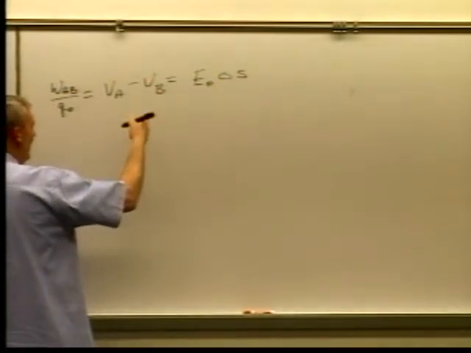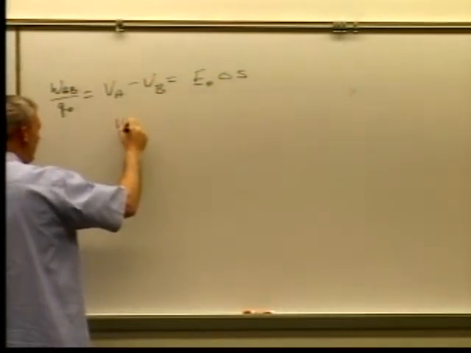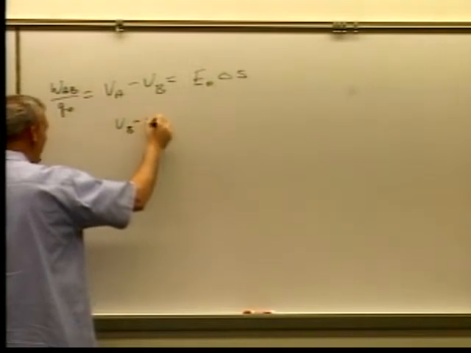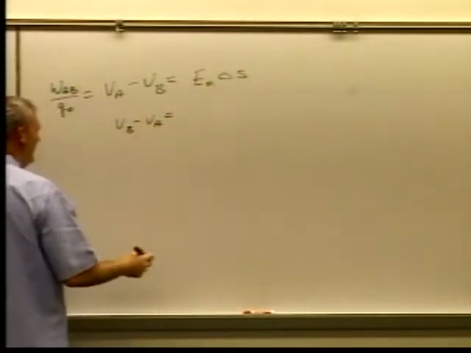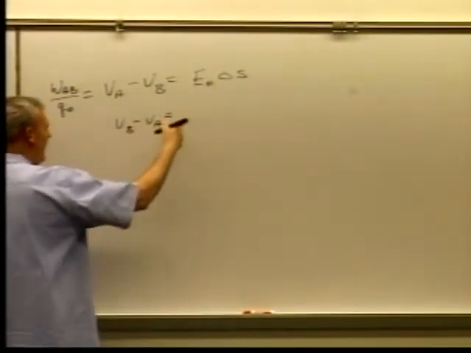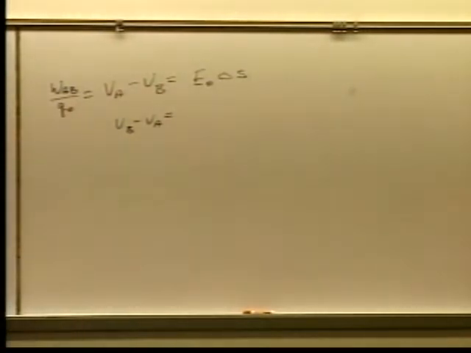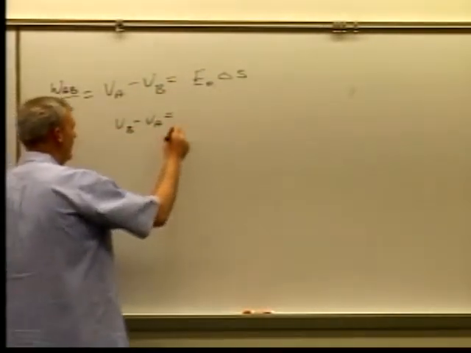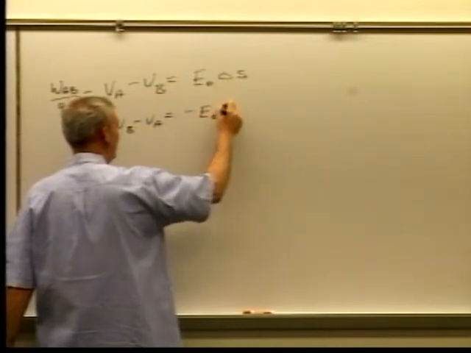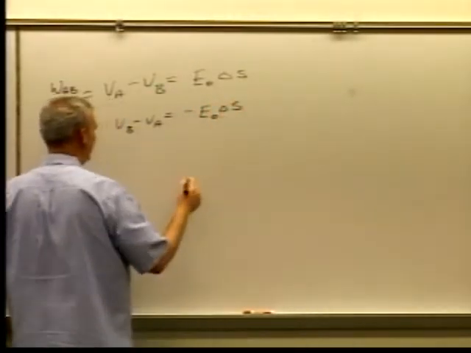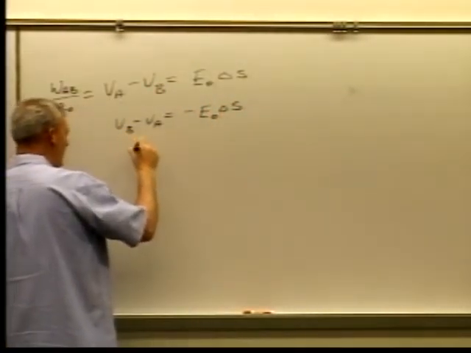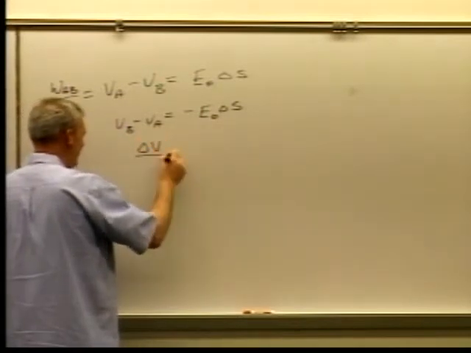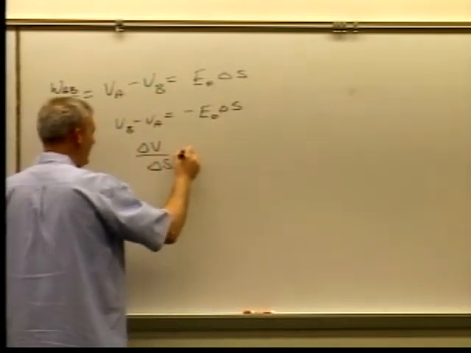Now let's flip-flop these around and do VB minus VA. Uh-oh, what did we just do? If you flip something around with a minus sign, what happens to this term right here? It becomes negative. Negative E naught delta S. And so this is actually delta V divided by delta S equals negative E naught.